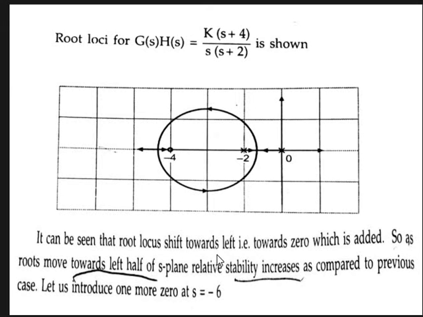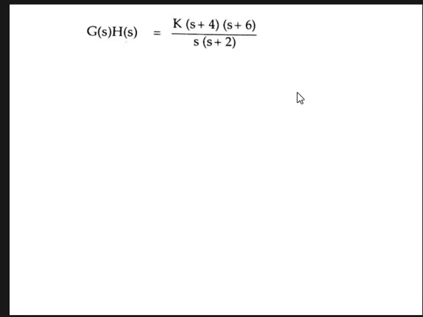And consider one more example. Let a zero at s is equal to minus 6 be added to this function. Then the function is K into s plus 4 into s plus 6 divided by s into s plus 2. So this is the function. Now I want to draw the root locus for this function.